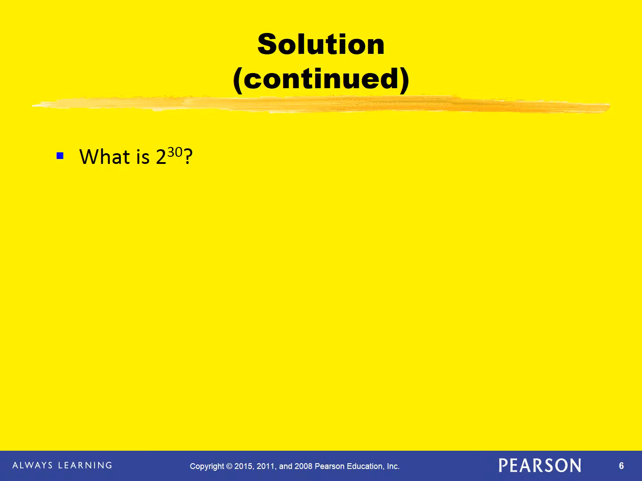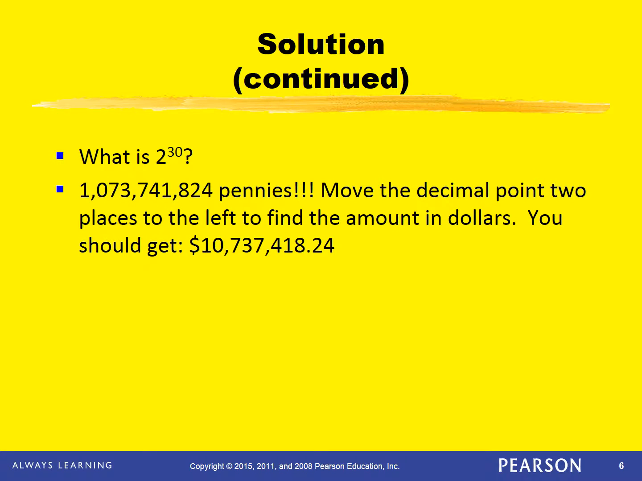What is 2 to the 30? That is 1,073,741,824 pennies. It's crazy. And that's why we love exponential functions, because they just give you wacky, crazy, funny, fun numbers.